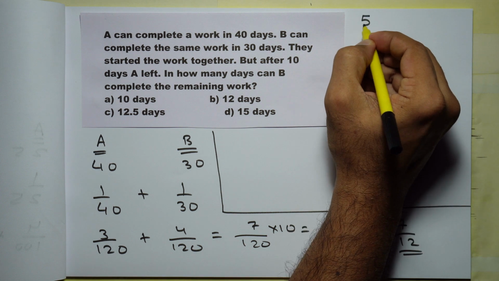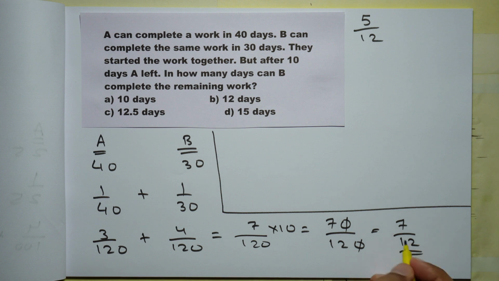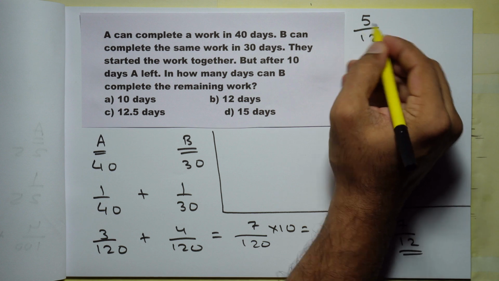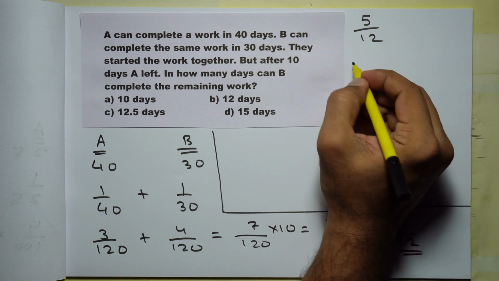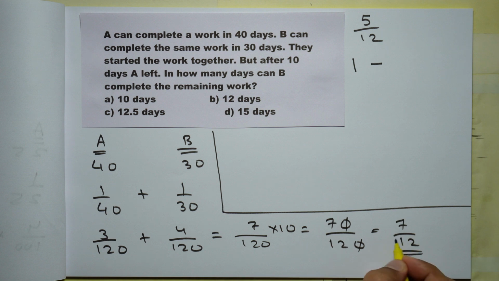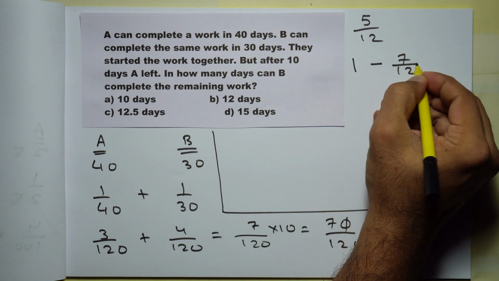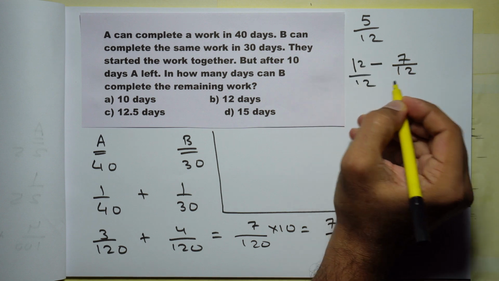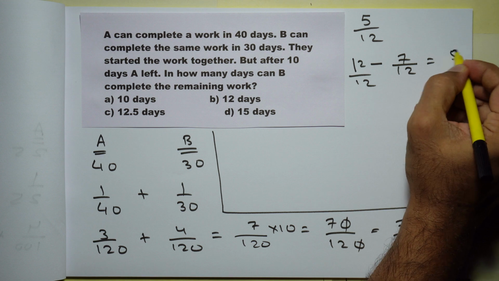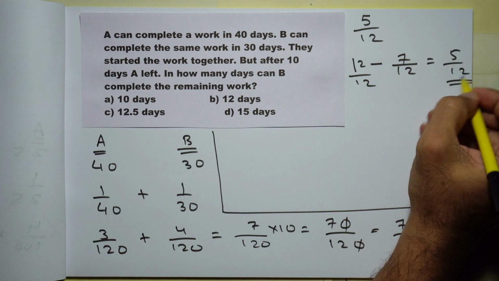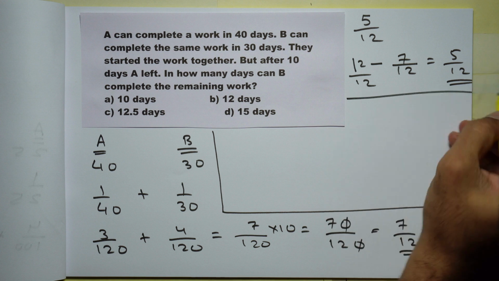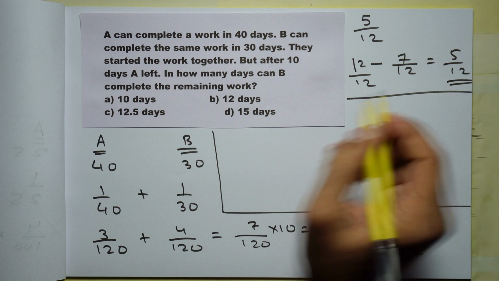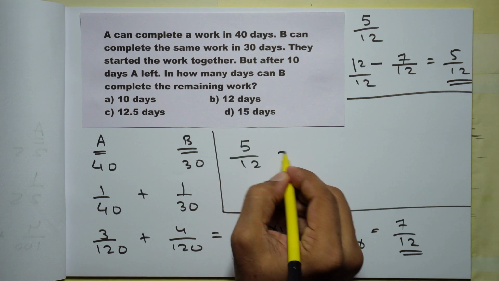So remaining work is 5 by 12th of the work. So that is, 7 by 12th is done. Remaining part of the work that is to be done is 5 by 12. So this can be calculated as whole work, 1, minus 7 by 12th of the work. So whole minus what has already been done. So 1 I can write as 12 by 12. So 12 minus 7 you will get as 5. So remaining work is 5 by 12th of the work. So this is what has to be done now. 7 by 12th has been done. Remaining work is 5 by 12th of the work. 5 by 12th of the work has to be done.